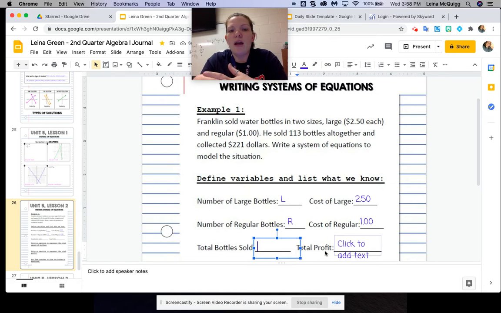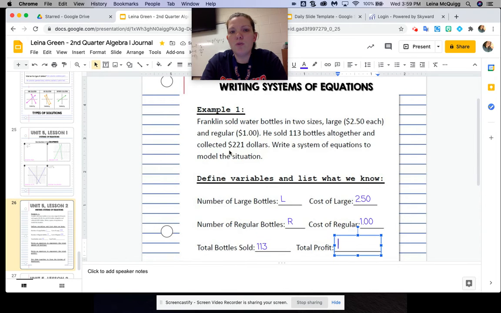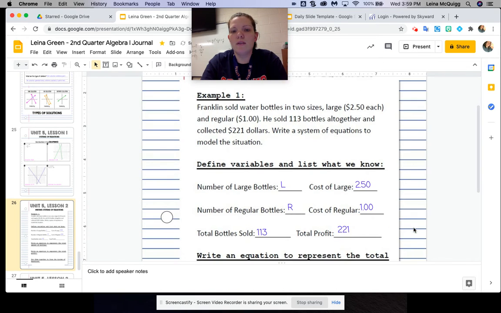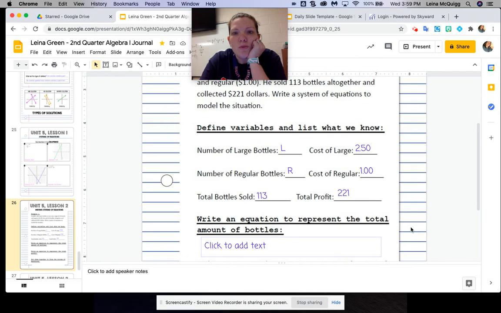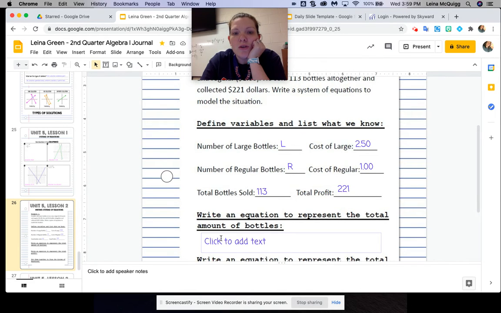So then we're asking, what's the total amount of bottles we sold? The total amount of bottles sold was 113. It says it right here, 113 bottles. The total profit, so the amount of money he collected, is $221. Okay? So now we want to write an equation to represent the total amount of bottles.